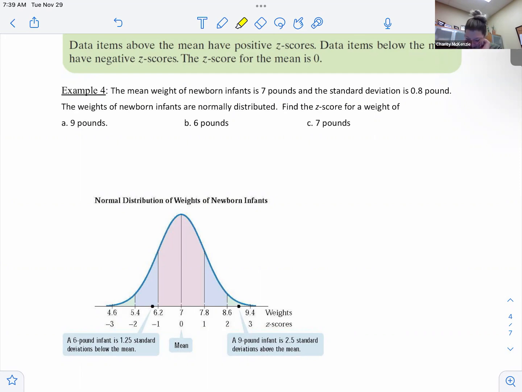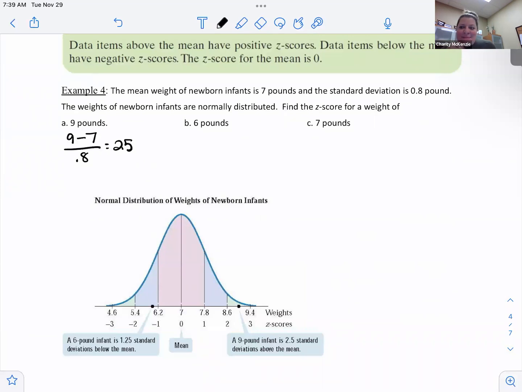Oh, that's a big baby. So we would take 9, and we would subtract the mean. The mean is 7, and we divide by the standard deviation. So we're going to subtract the mean. I'm going to do it with the calculator. 9 minus 7, and then divide by the 0.8, and I get 2.5.